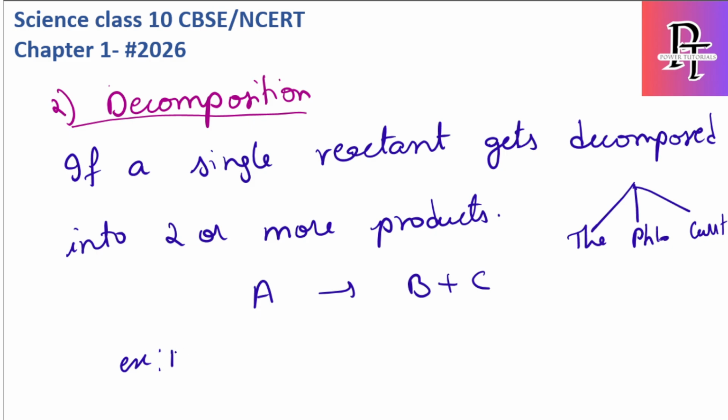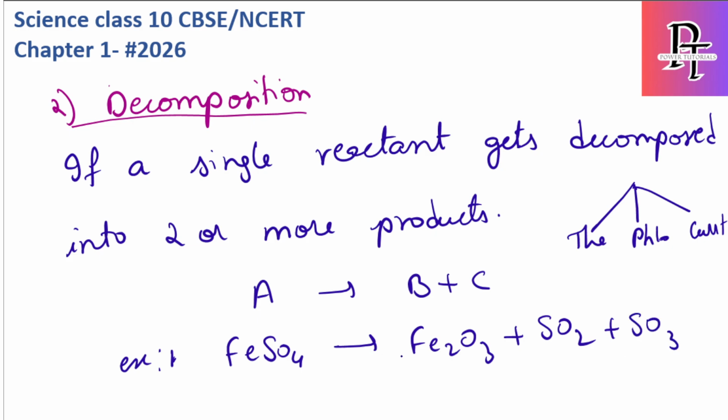First example, thermal decomposition. As I tell you, if I keep ferrous sulfate and heat it, ferric oxide will be formed along with sulfur dioxide and sulfur trioxide. Okay, so these are endothermic reactions because we have to supply energy, then only the reactant will break into multiple products. So this I will explain now.